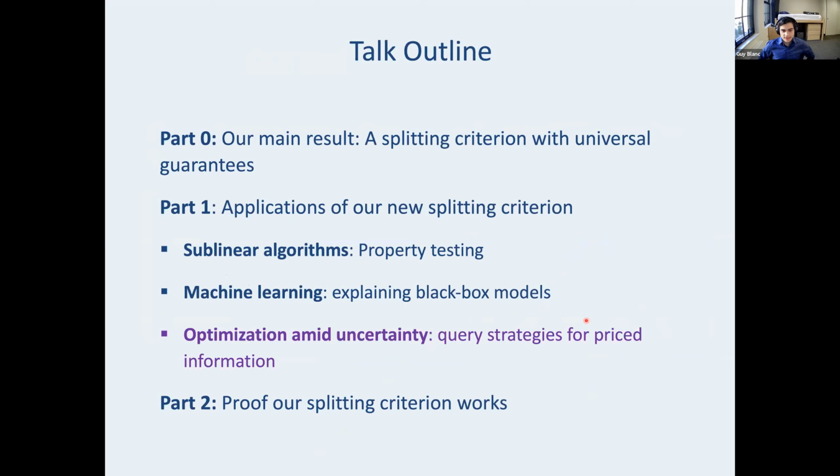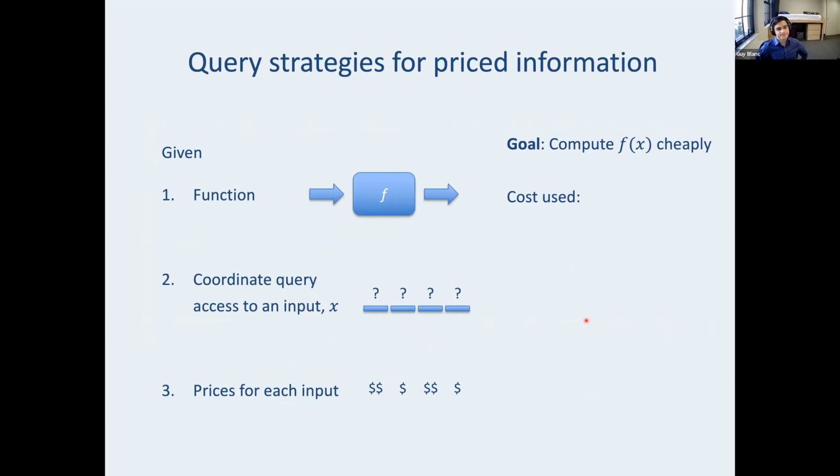Okay. Our third application is from a different field. This will be query strategies for priced information. But you'll see that the algorithm is pretty similar. So the context here and how we formalize it, and this has been formalized in a few different ways, but this is ours. We have query access to some function. And now we have an input, but we don't actually know the input. We start with all of the variables being question marks. But at some cost, we can inspect a particular bit in this input.